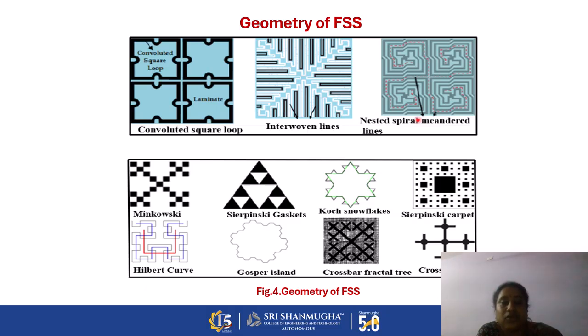So the bandwidth of the FSS we can improve by using these few structures. We can improve the fractional bandwidth as well as the angular stability of the FSS, and polarization conversion is also possible in the fractal elements of the FSS structures. So these are all the few fractal element structures in the FSS.